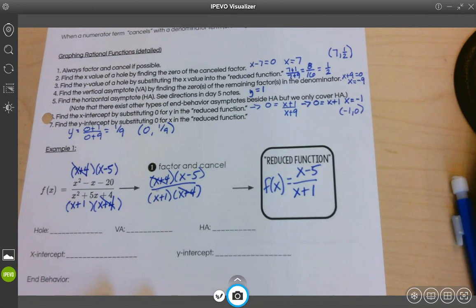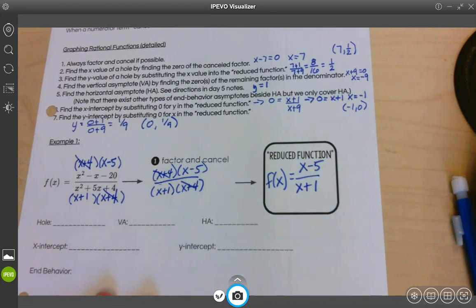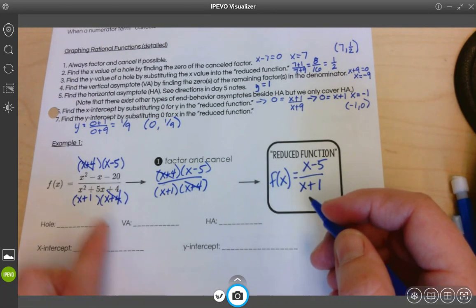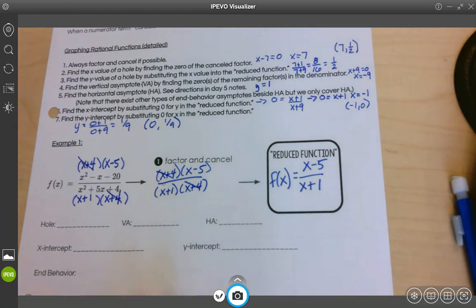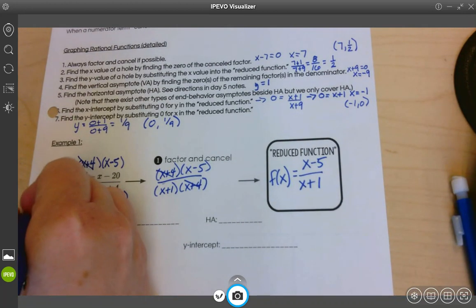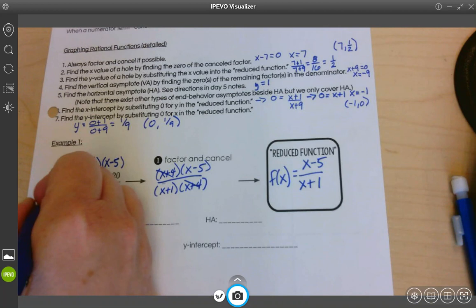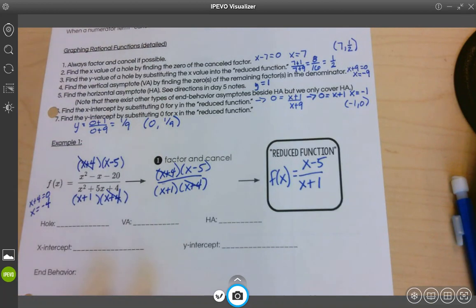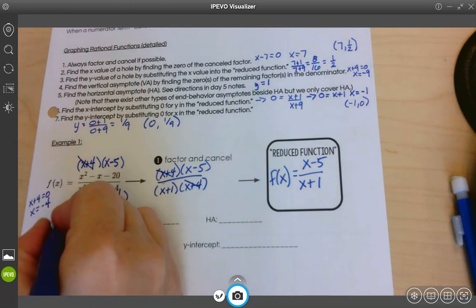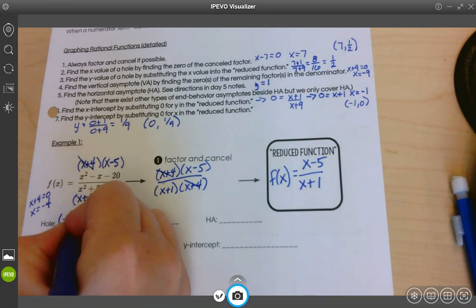All right, I'm going to find the hole from the canceled factor. So I'm looking for the hole right now. The canceled factor was x plus 4. So if I write x plus 4 equals 0, I get x equals negative 4. So I know that the x coordinate is negative 4. How do I find the y coordinate?